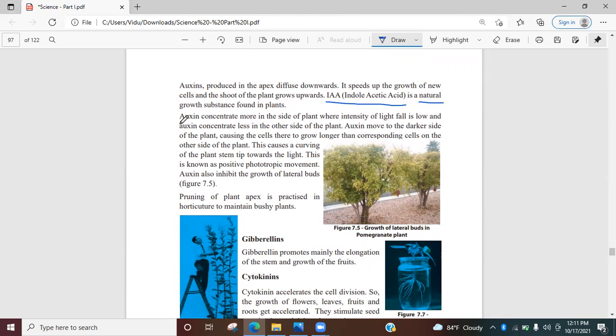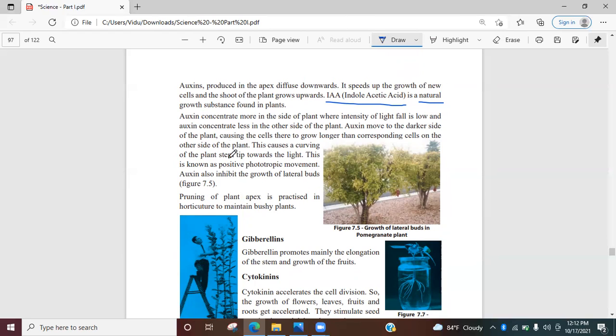Auxin concentrates more on the side of the plant where the intensity of light is low. Auxin diffuses to the opposite side from where the light falls on the plant, and auxin concentrates less on the other side of the plant, which means where the light falls. Auxin moves to the darker side of the plant, causing the cells there to grow longer than the corresponding cells on the other side of the plant.